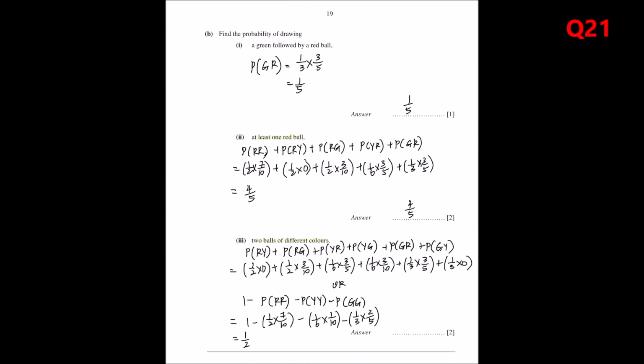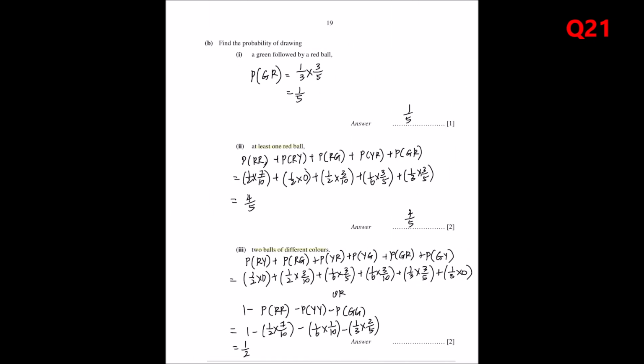Okay, let's take a look at question B. For part 1, you want to find the probability that a green ball is picked followed by a red ball. So if you look at your tree diagram, you want a case where you obtain a green, then the red. So I want to take the green followed by the red. So 1/3 times 3 over 5, which gives you 1 out of 5.